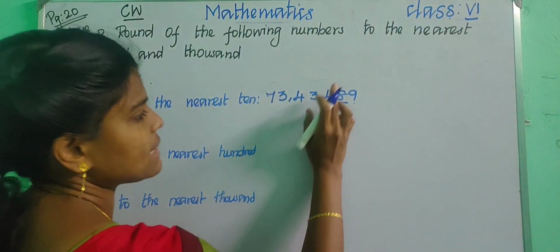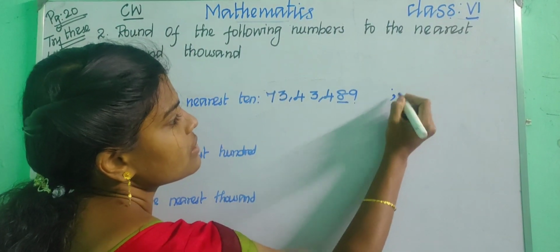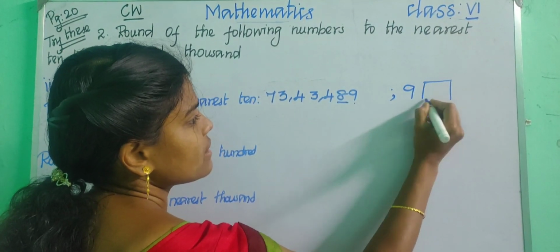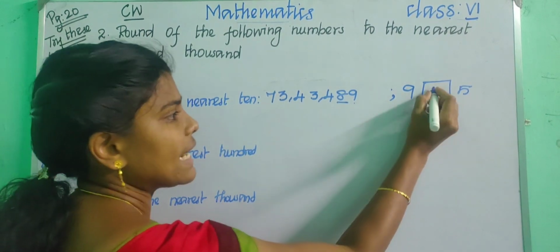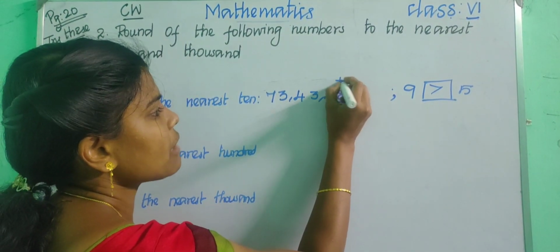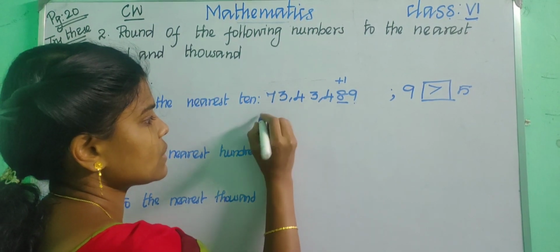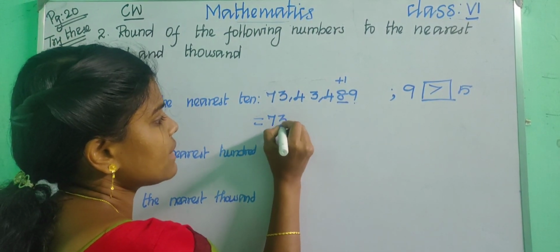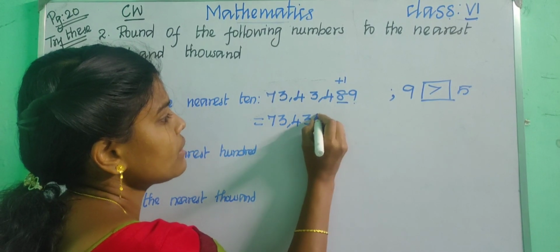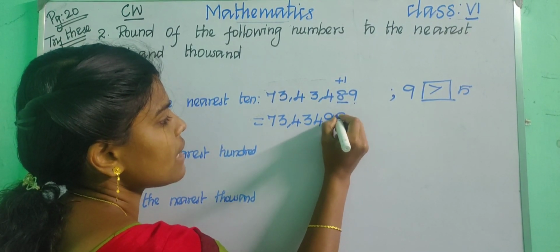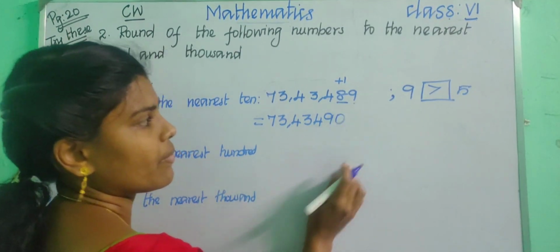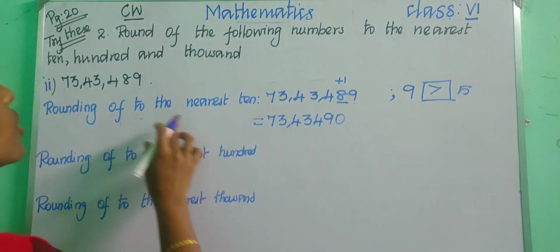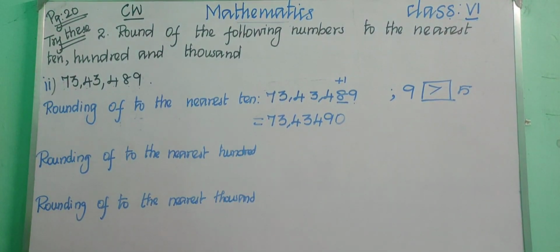The next number to the tens place, so that is 9, is it? So whether this 9 is greater than or less than 5. It is greater than 5, right? So we can add plus 1 here. Okay, children, so the answer we are getting is 73 lakhs 43,490. We are just adding 8 plus 1, so 90. Okay, children, did you all understand? So we just round off this to the nearest 10. So this one is the answer.